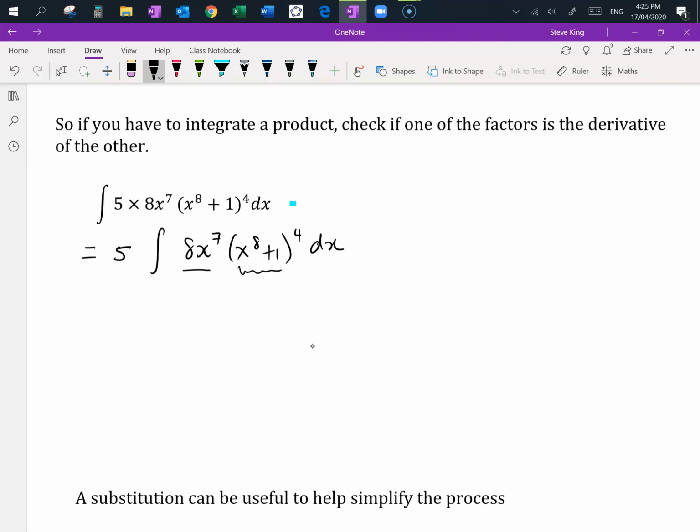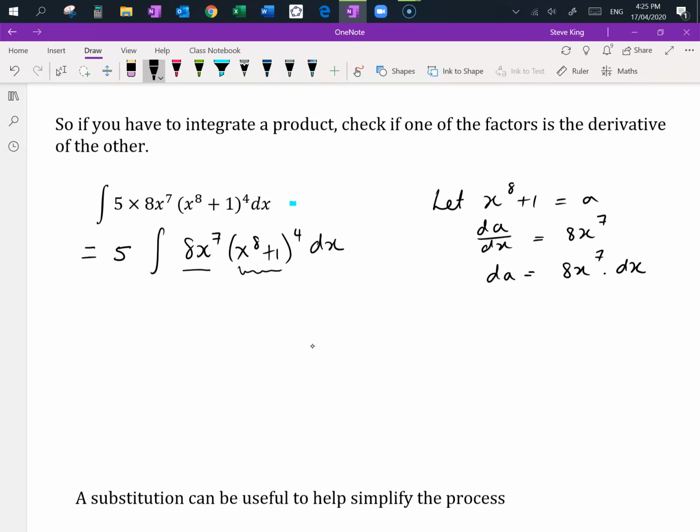Now, in order to help you through this, it's sometimes useful to use a bit of a substitution here. So I could say let x to the 8 plus 1 equal A. Then I know that dA/dx is going to be 8x to the power 7. And if I rearrange that, I can say that dA is going to be 8x to the power 7 dx.